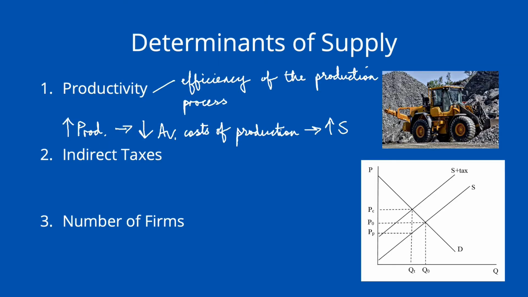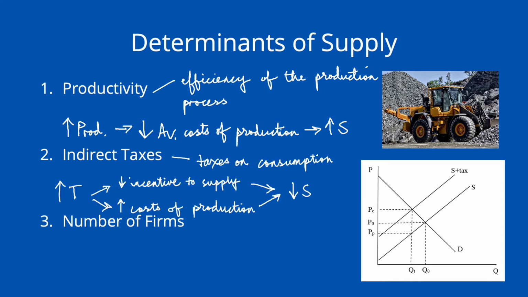Productivity measures how much of a good or service can be produced given a set quantity of factor inputs. In other words, it's a measure of how efficient a firm's production process is. A more productive firm can produce more goods and services with a set quantity of factor inputs, reducing their average costs of production, or their costs of production per unit produced. This means that for any given price, the firm makes more profit and is therefore incentivized to supply more. This leads to an outward shift in the supply curve.